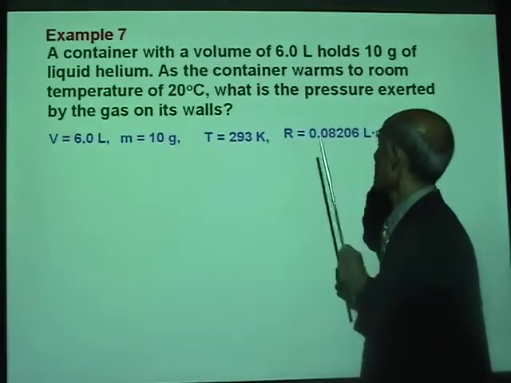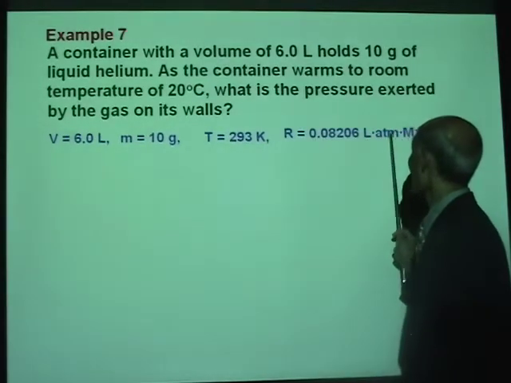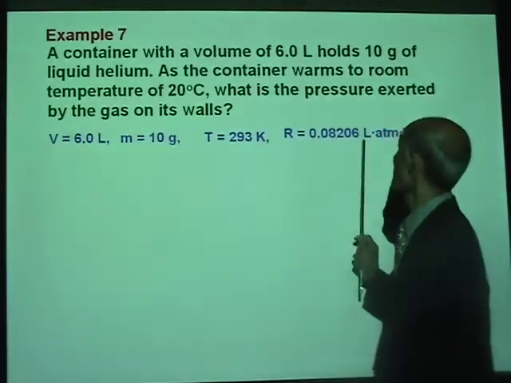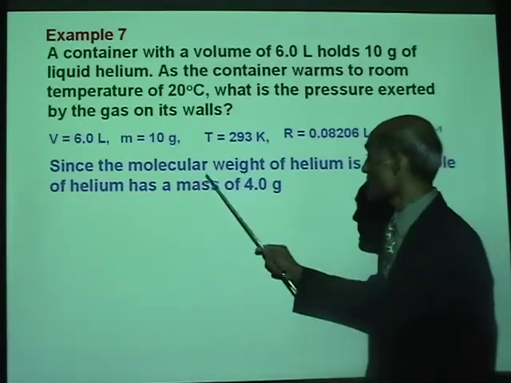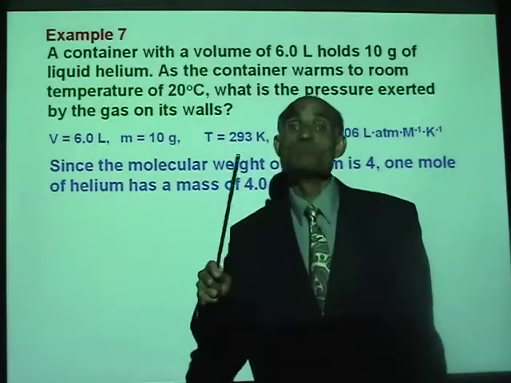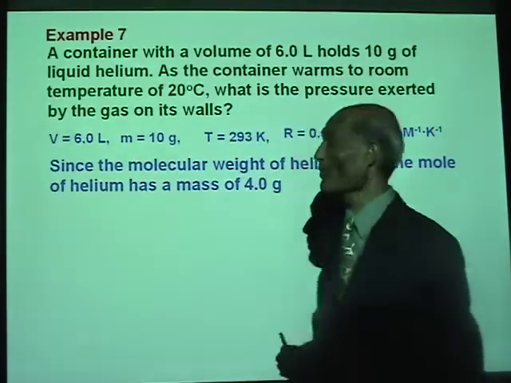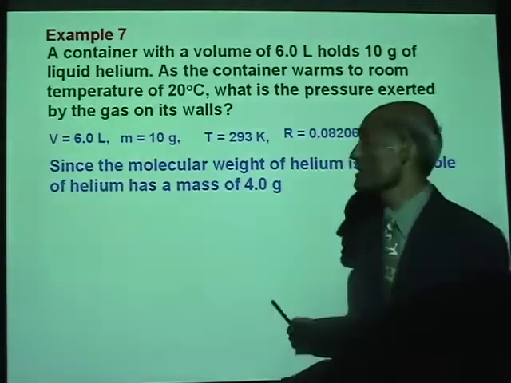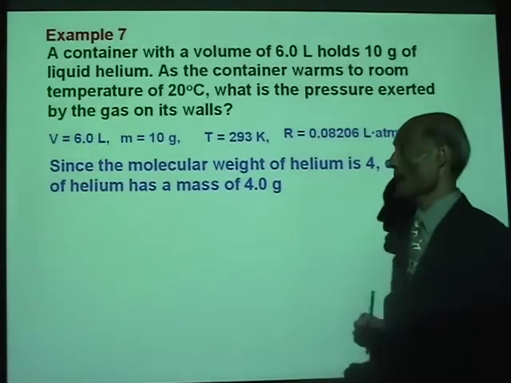And the value of R we're going to use is again in liter atmosphere per mole Kelvin, which means the volume must be in liters, the pressure must be in atmosphere, and so on. Since the molecular weight of helium is 4, that means 1 mole of helium contains 4 grams. That's the meaning. Molecular weight is 4. 4 grams of helium makes up 1 mole. So 1 mole of helium has a mass of 4 grams.